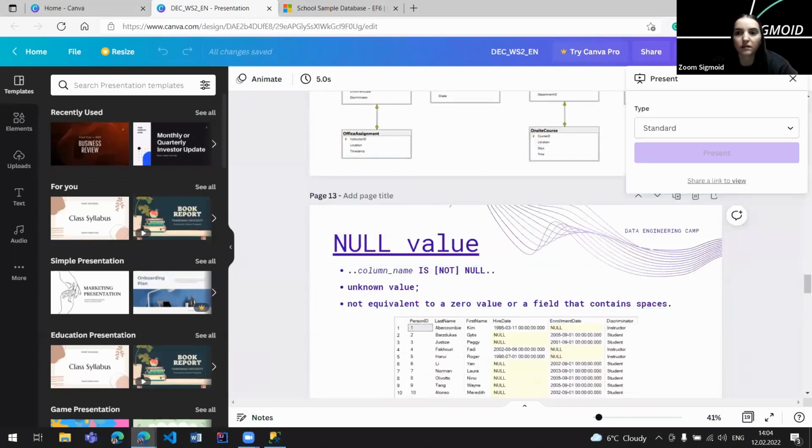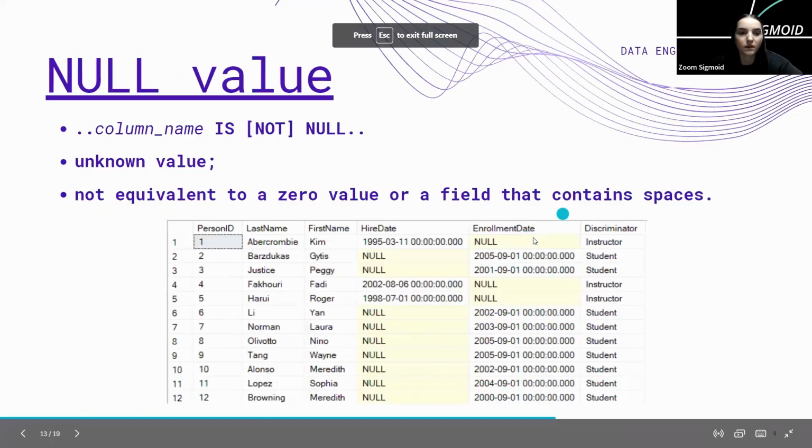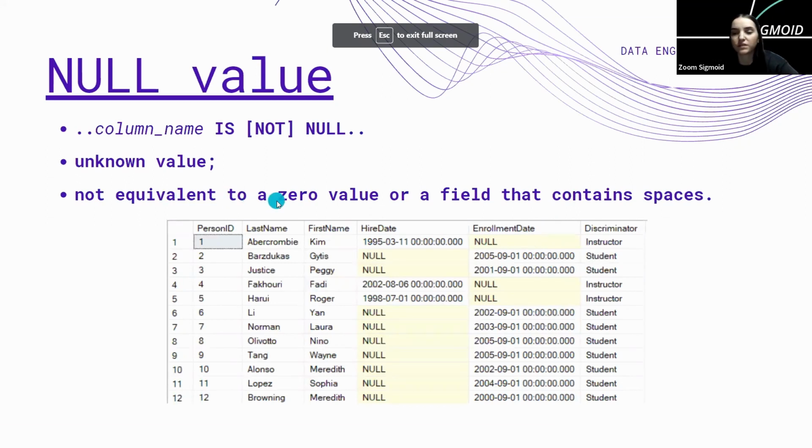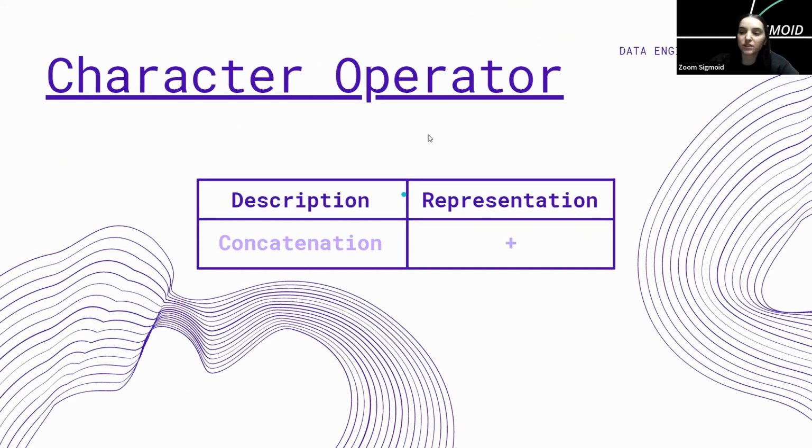Yes. Let's go back. So it is not equivalent to a 0 or a field that contains spaces. The next one is a character operator. As I mentioned at the beginning of our second workshop, we will recap this topic with a character operator because it will help us to understand the importance of another topic. So the concatenation operator is used to add 2 or more strings together.